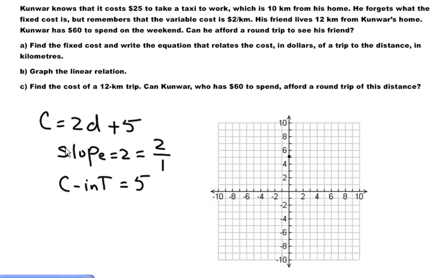Since the slope is 2 over 1, the rise is 2 and the run is 1, I'm going to go 2 units up, which is 7, and then 1 unit to the right, which is going to be 1 here. Then I connect these two points together. As you have noticed, I did not continue the line to the left because distance cannot be negative. That's why the line only goes upward. I'm not including the part which goes to the left.